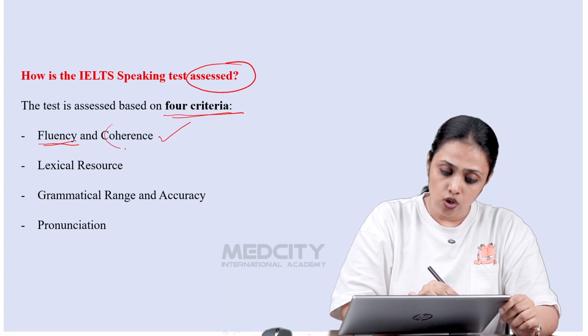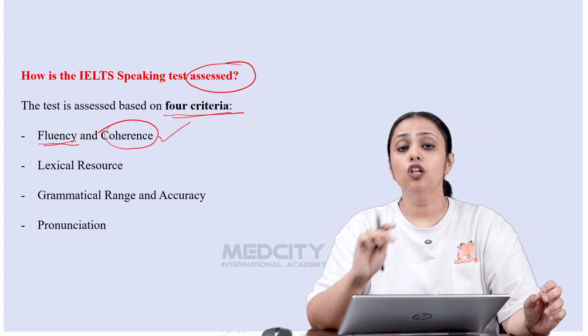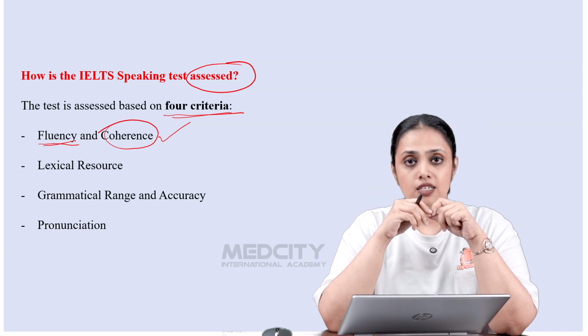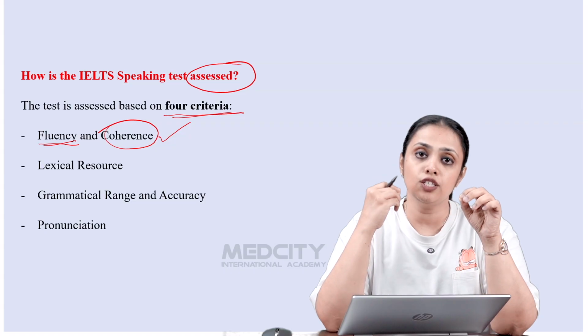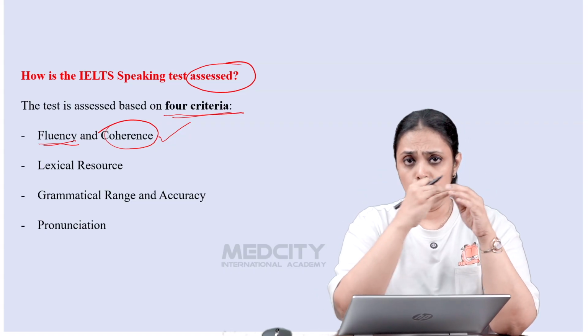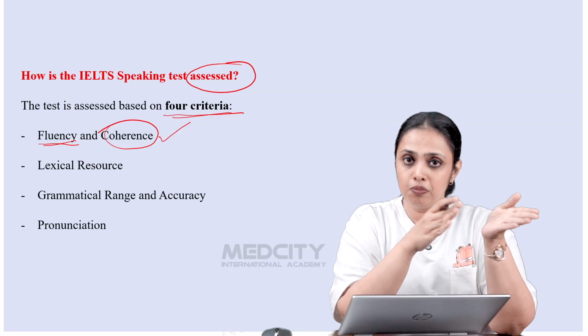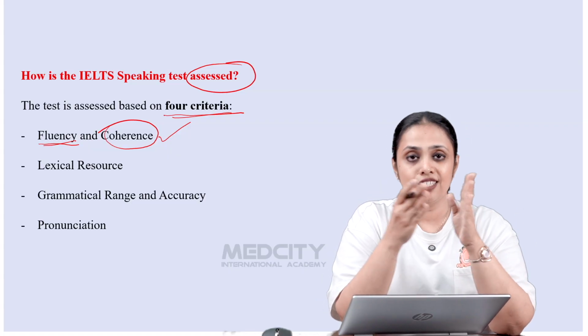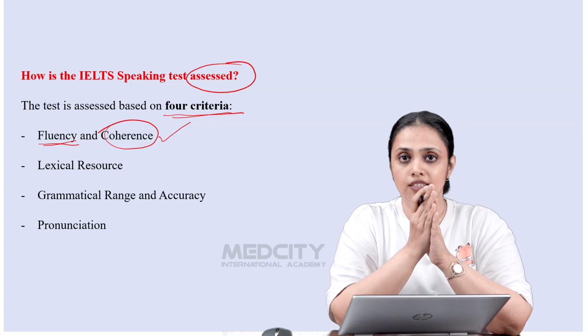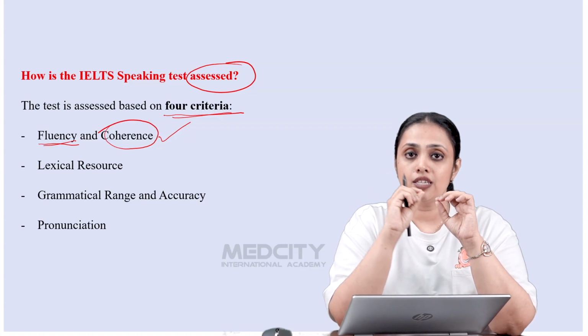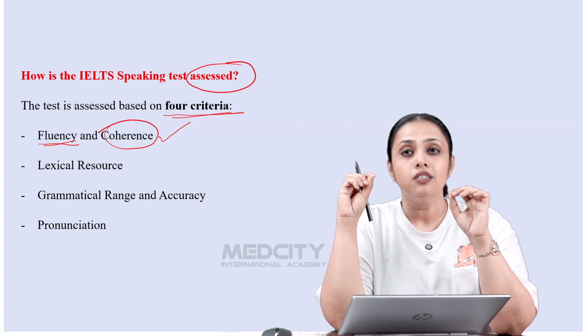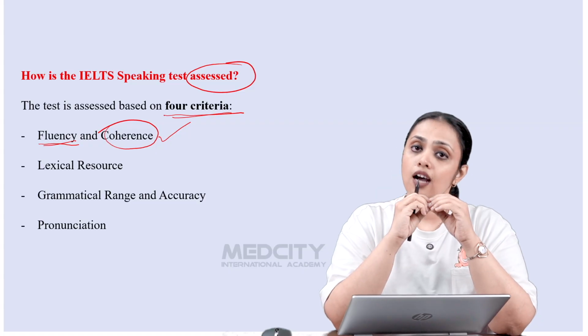Then coherence. Coherence is nothing but the logical sequencing of your ideas, how well you're connecting one idea to another. If you have to speak 2 or 3 sentences, there should be connection, or there should be a seamless transition from one idea to another. That is what you mean by coherence, how neatly or how clearly you are knitting the ideas.